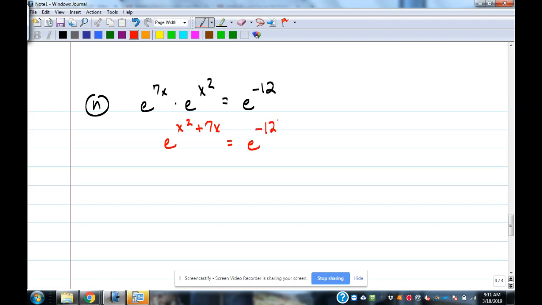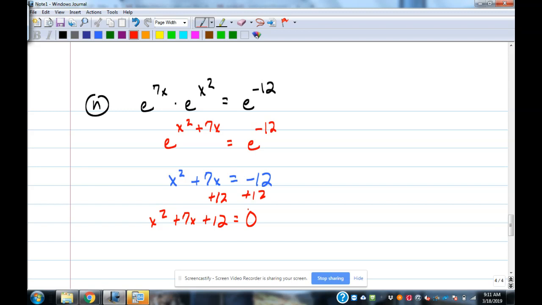Hey, we've got the bases the same now. So we've combined one side into a single power, and that allows us to set up the equation x squared plus 7x is equal to negative 12 and solve that. So what do we do to solve that equation? Make it a quadratic by adding 12: x squared plus 7x plus 12 is equal to 0.